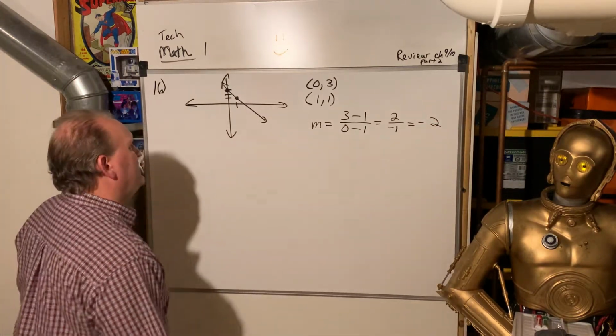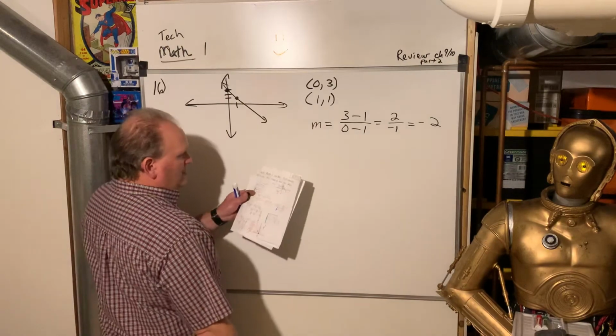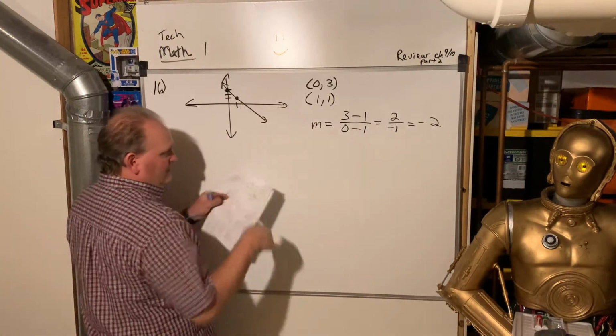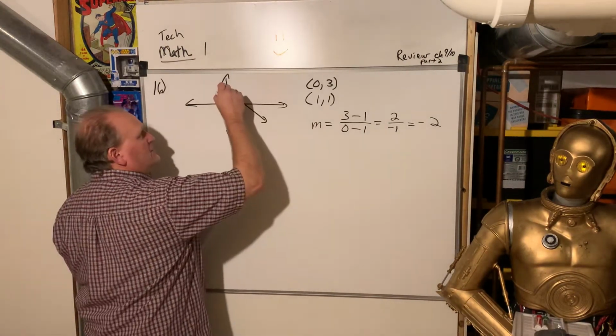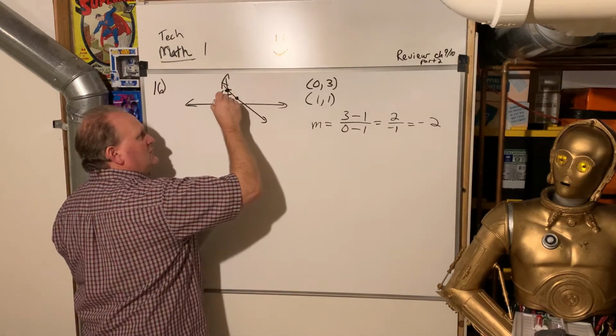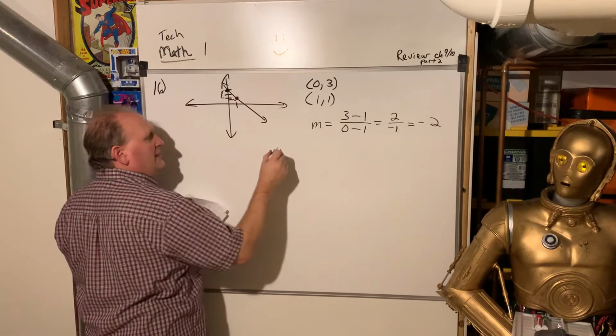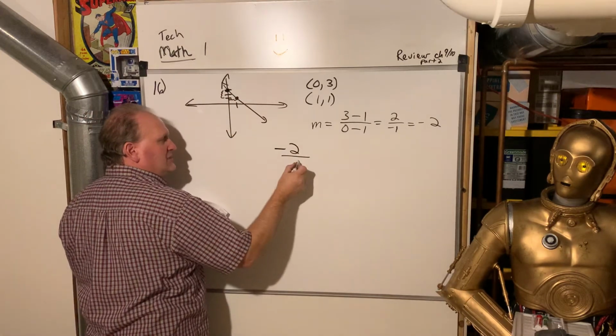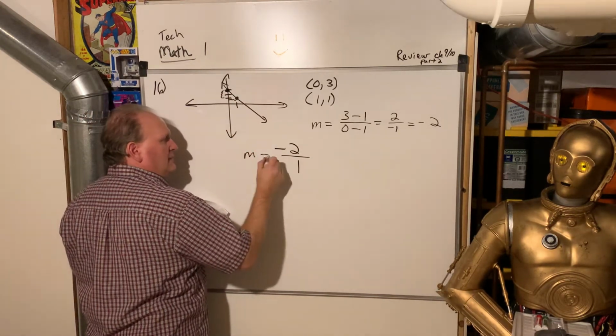There's an easier way, which is how I kind of mapped it out on the key, was from this point. I just said, how did I get from this point to that point? Well, I went down 2 and then to the right 1. Down 2 and then to the right 1. There's my slope.